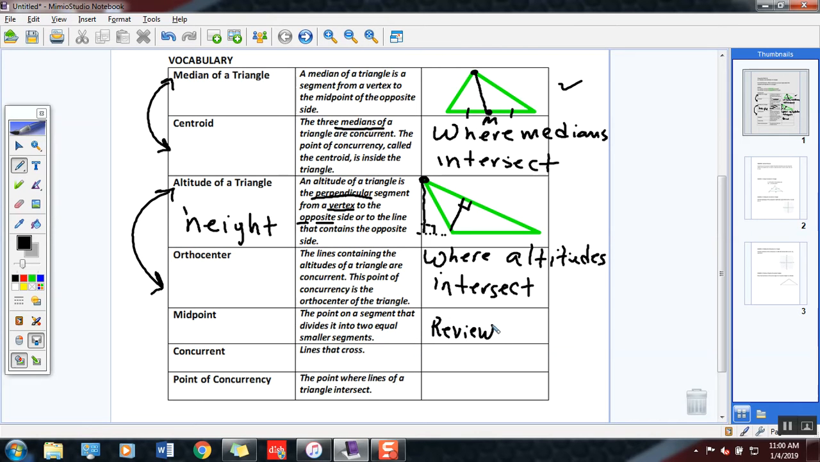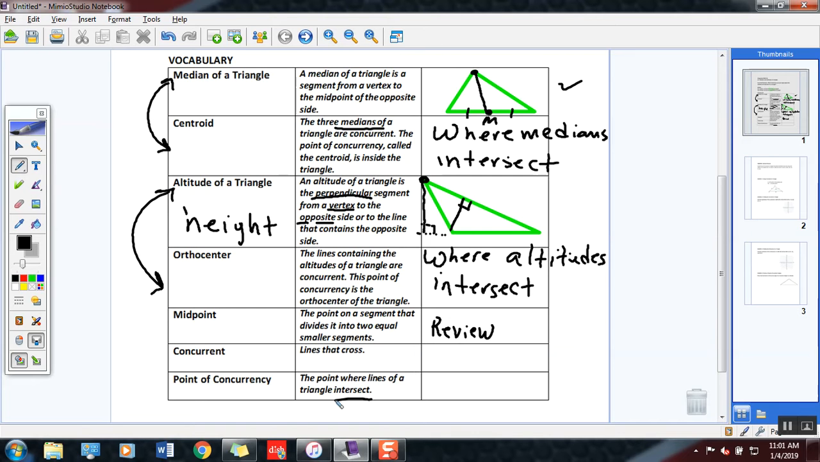Okay, concurrent means just lines that do what? Cross. And concurrent lines meet at a point of what? Intersection. We call that the point of concurrency, where they intersect. So vocab-wise, here's the deal. Medians cross, and the point where they meet is called a centroid. The altitudes cross, and the altitudes meet at that point of concurrency. That point is called the orthocenter.